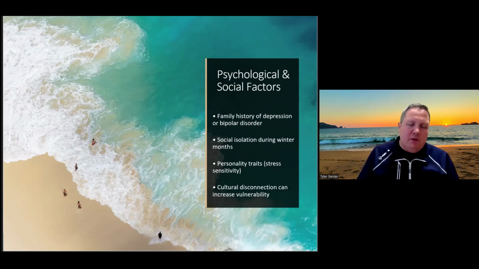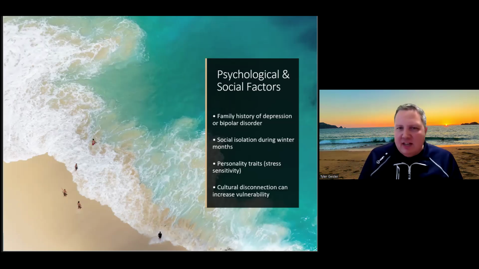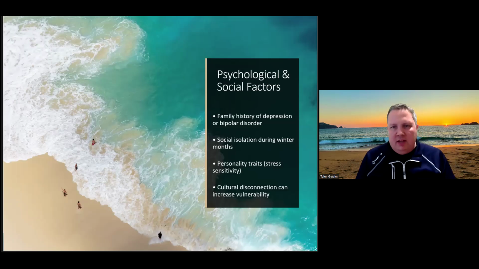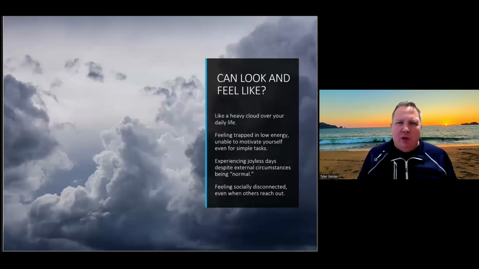Personality traits depend on how you look at things, your perception of the world around you. Are you looking at the glass half empty all the time, or are you looking at the glass half full? We talked about that a little bit last week in that session as well. Cultural disconnection, increasing vulnerability, and what it can look like.